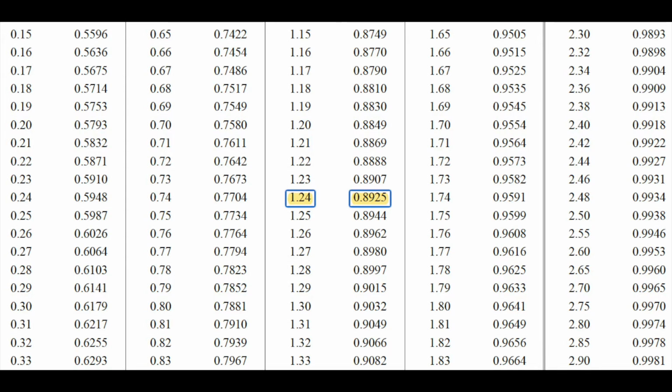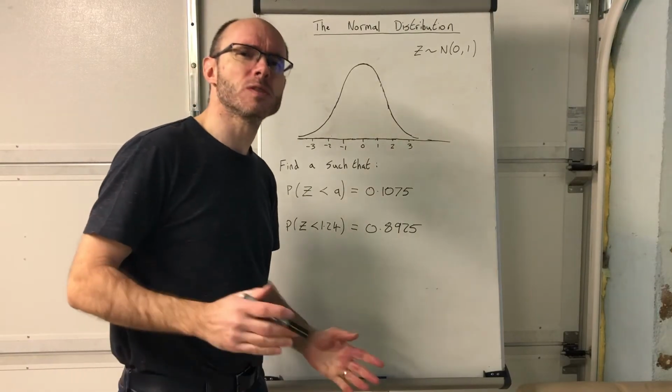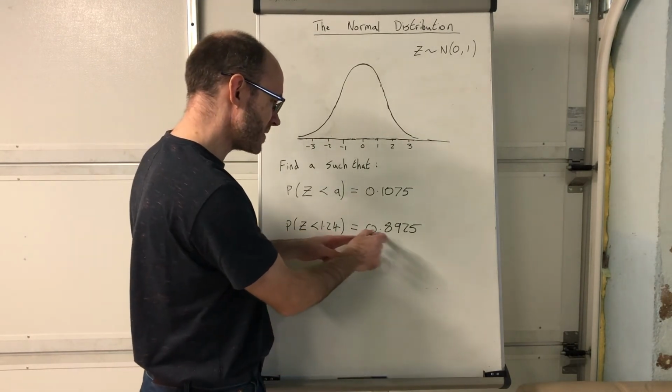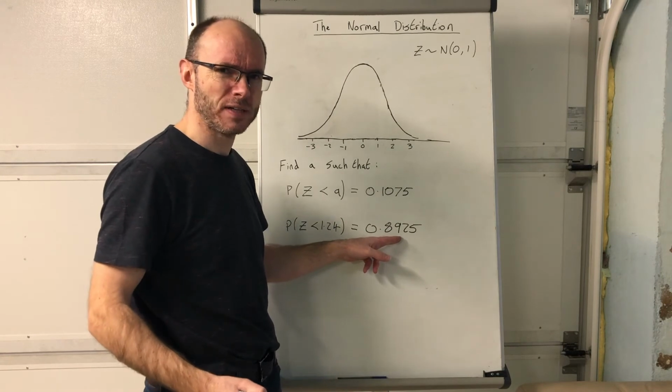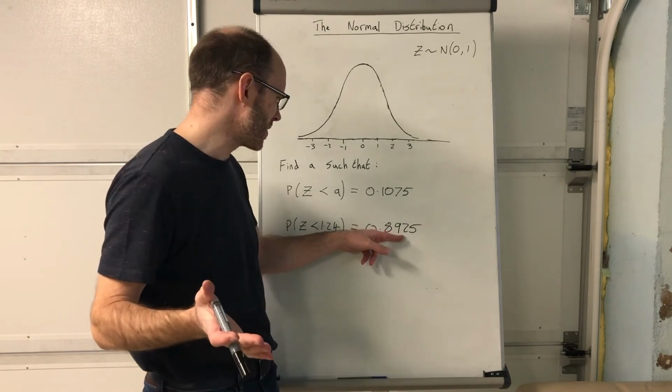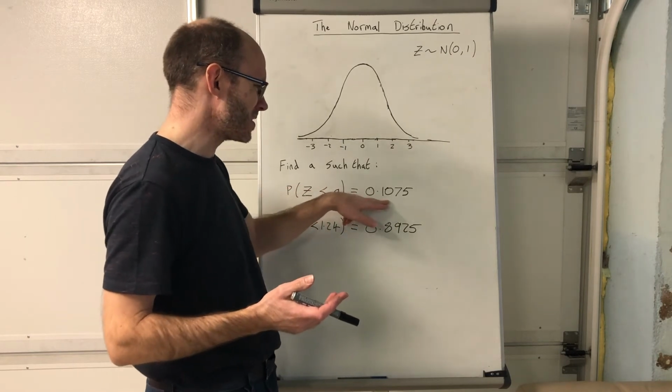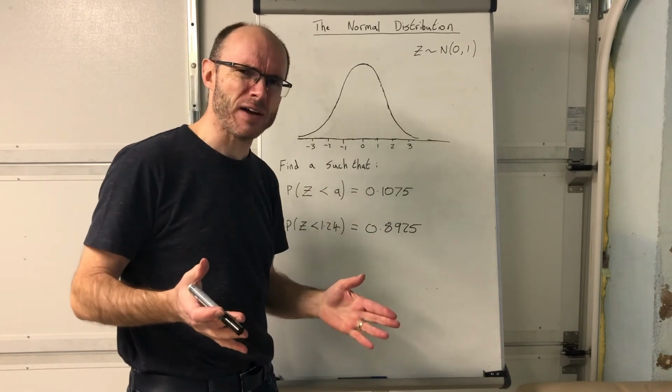Okay, so here's our table, and can you see I've highlighted P is 0.8925, found it quite nicely, and that gives us a corresponding value of Z is 1.24. So what that means is that the probability of Z is less than 1.24 is 0.8925. But we've not actually finished the question, have we? Because we want probability Z is less than A is this, 0.1075.